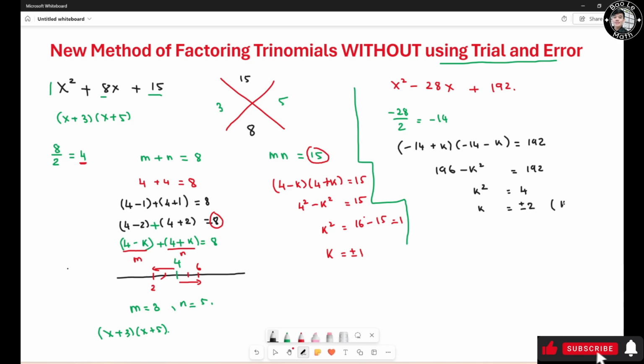Now I'm going to take k equal to 2. I substitute back over here, so m equals negative 14 plus k, which means negative 12, and n equals negative 14 minus k, which means negative 16. So I have the factors as s minus 12 times s minus 16. By doing it this way, I don't have to guess and check. So this is my final answer.